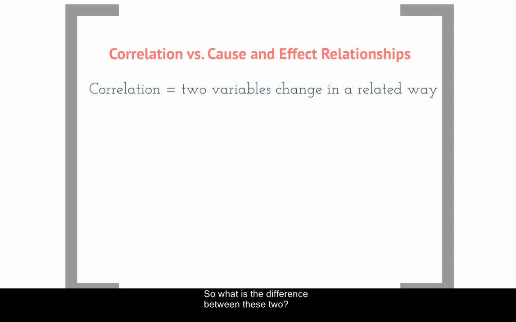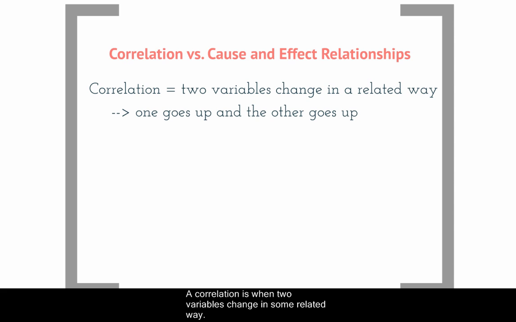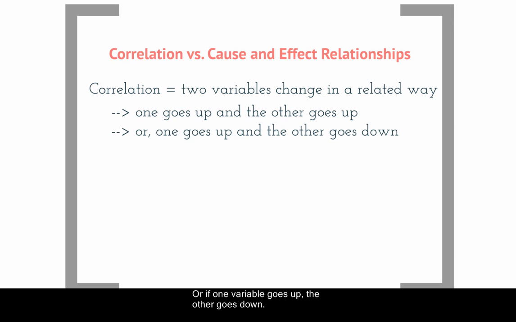So what's the difference between these two? A correlation is when two variables change in some related way. If one variable goes up, the other goes up, or if one variable goes up, the other goes down. This is some relationship. One variable is changing in a way that's related to the other. That doesn't always mean that one is causing the other to change, though.